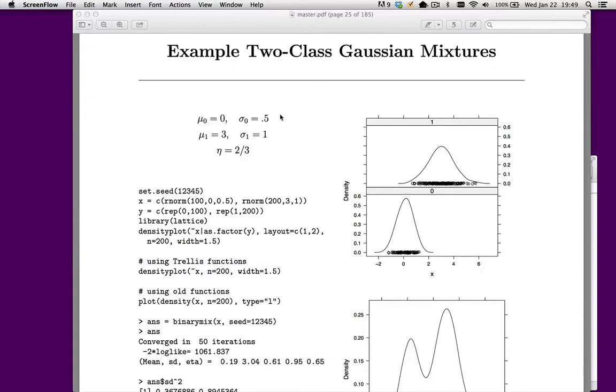This lecture is going to introduce the Gaussian mixture model. We will only talk about the univariate case in this lecture. There'll be a subsequent lecture that covers the multivariate case. So I think the best way to introduce this model is with an example.